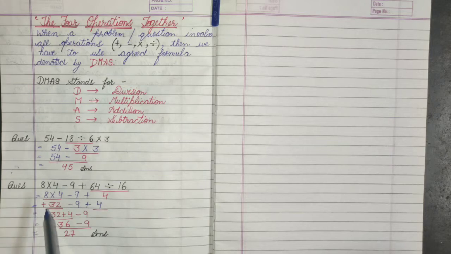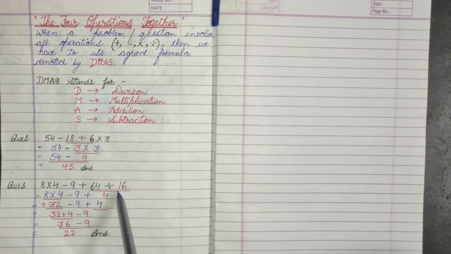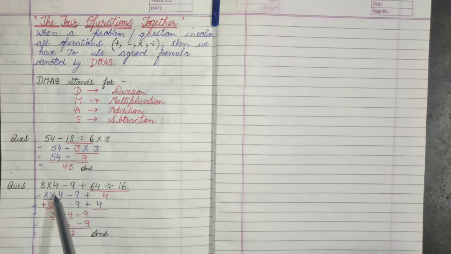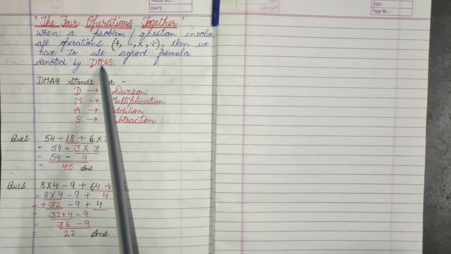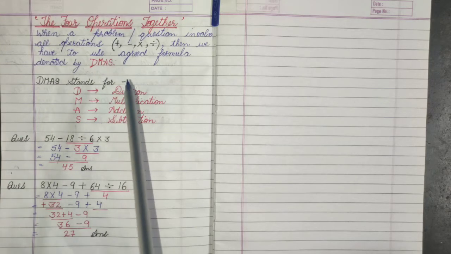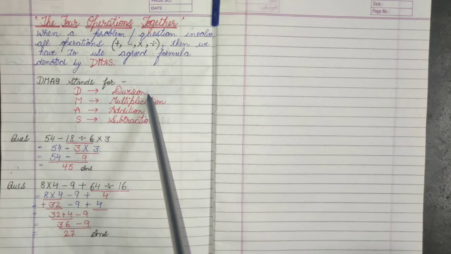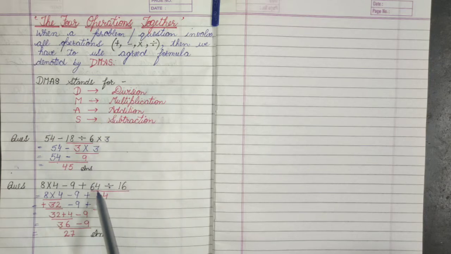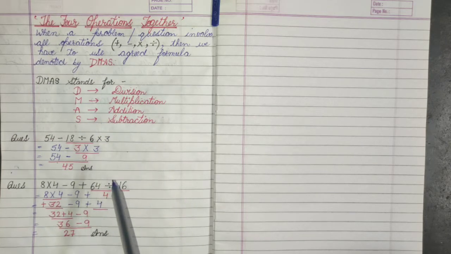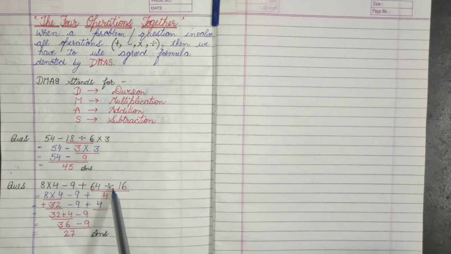Yes, next question is 8 multiply 4 minus 9 plus 64 divide 16. Here you can see all 4 mathematical tools, all basic operations, are there. So we will use our DMAS rule. According to this rule, first of all we have to solve the division. So wherever the division is there, we will underline those numbers. Clear? I have underlined 64 divided by 16.